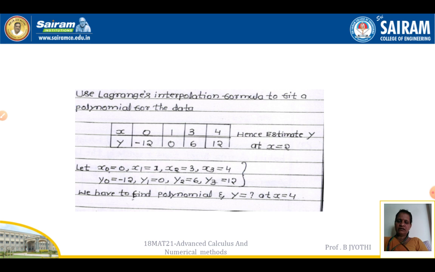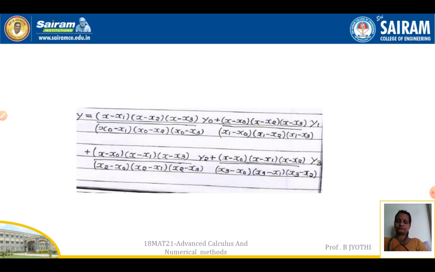After getting the polynomial, whatever is required for x, that is x equals 2, we need to substitute. We need to find a polynomial and y at x equals 4. So as usual we note down what x0, x1, etc. and y0, y1, etc. are, and then substitute in the formula except for the value of x, which you need to remember. So this is the formula: x minus x1, x minus x2, x minus x3 into y0, and so on, up to y3.